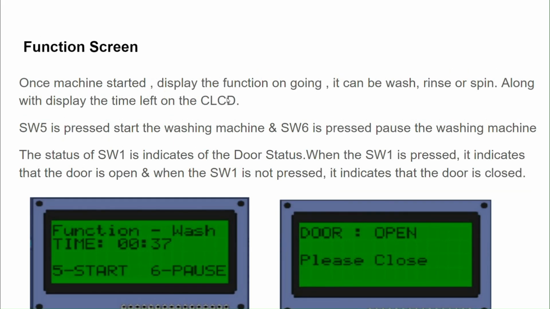Function screen. Once the machine has started, display the ongoing functions. It can be wash, rinse or spin. Along with the display, the time left should be displayed on the CLCD. When switch 5 is pressed, the washing machine starts, and when it is pressed again, the washing machine pauses. The status of switch 1 indicates the door status. While switch 1 is pressed, the door is open. When switch 1 is not pressed, the door is closed.